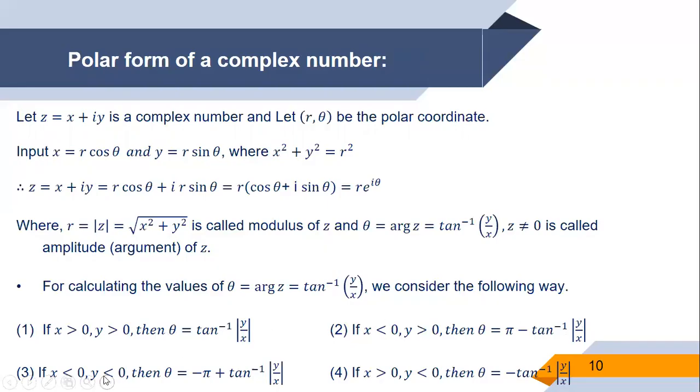If x less than 0, y less than 0, that means the third quadrant, then theta is equal to minus pi plus tan inverse y by x. And for the fourth quadrant, if x is greater than 0, y less than 0, then the value of theta is equal to minus tan inverse y by x. So this is the first, second, third, and fourth quadrant, and we find the corresponding value of theta.